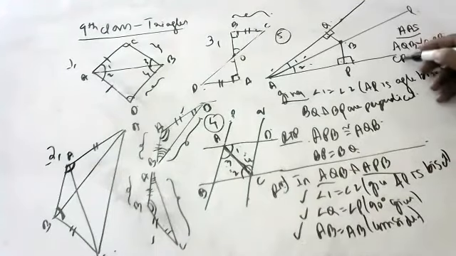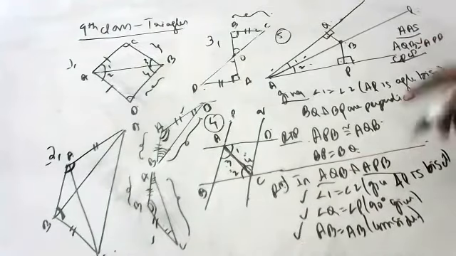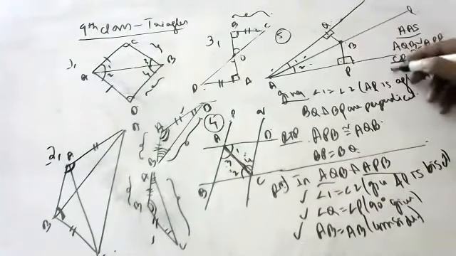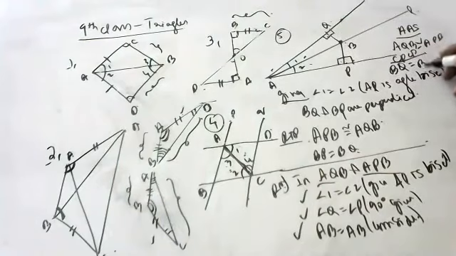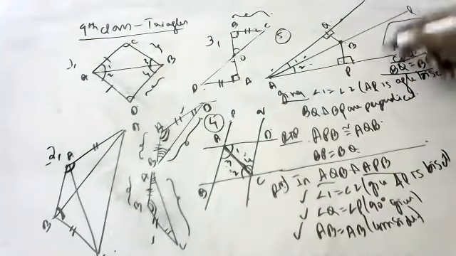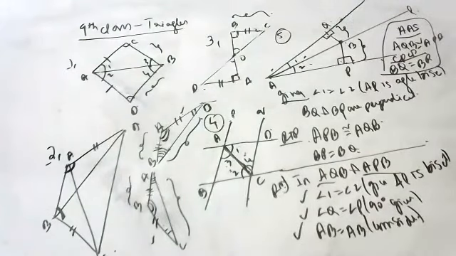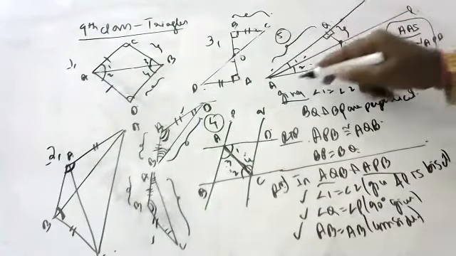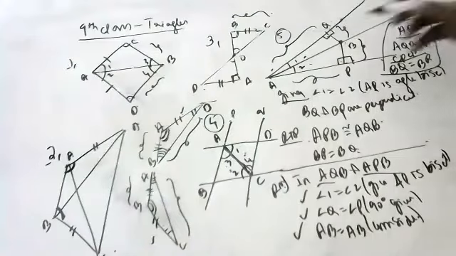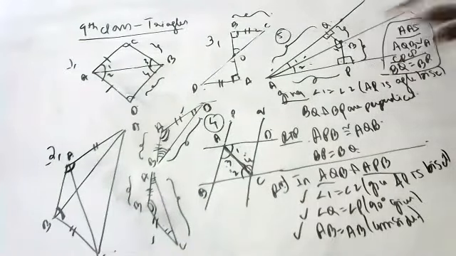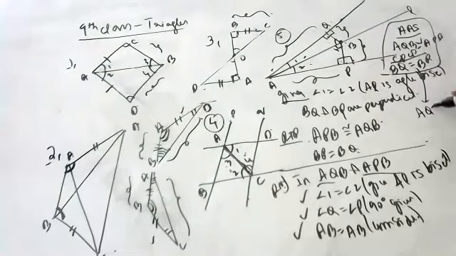By CPCT, what will you write, children? BQ is equal to BP. That's all. Over. If you want, you can also write AQ is equal to AP. If you want, you can write angle 3 is equal to angle 4 also. So many things you can write, children.